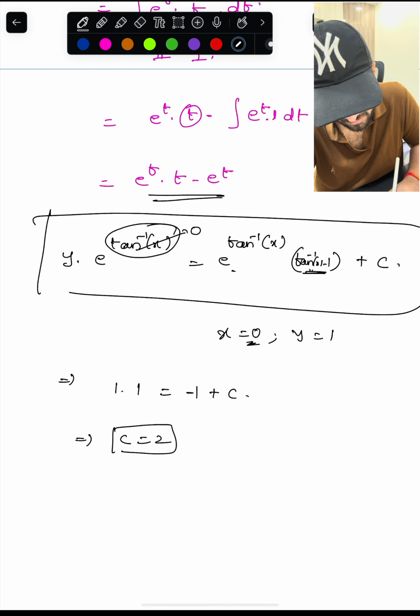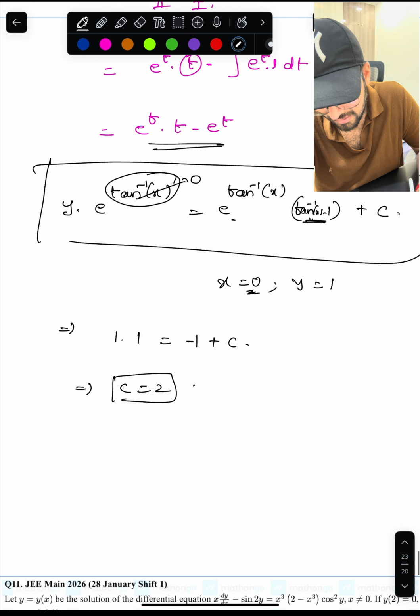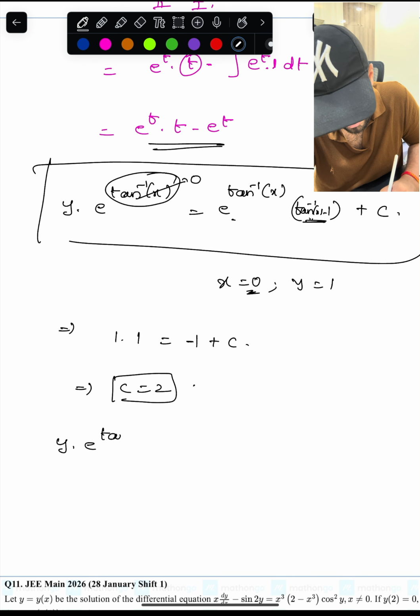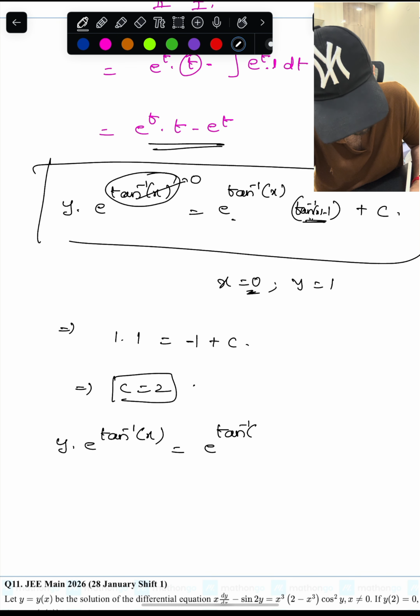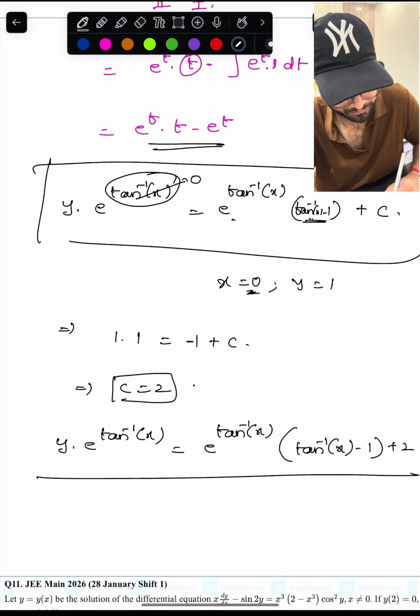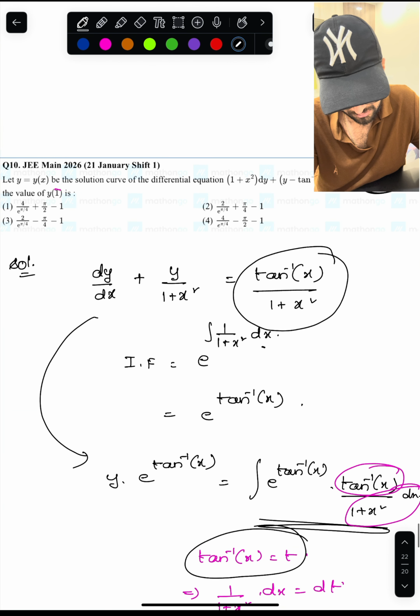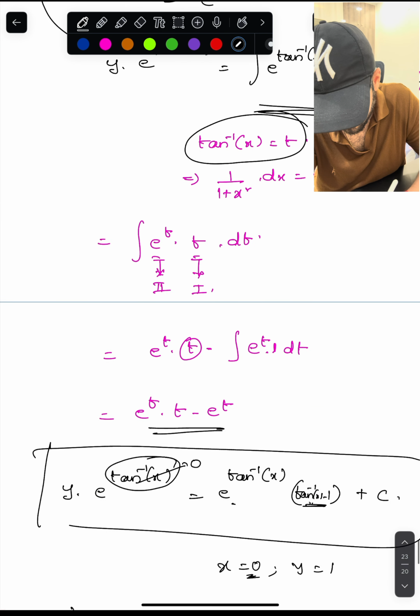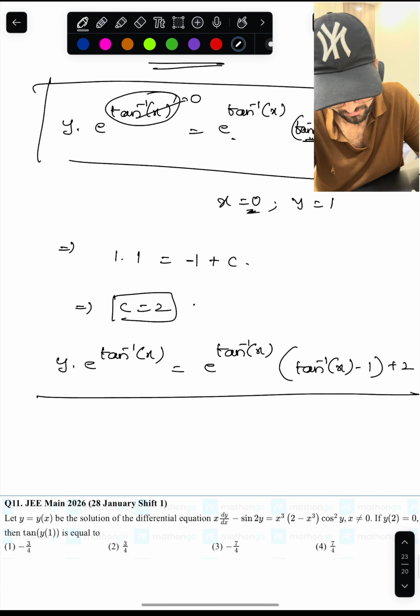So c must be 2. Right? So y into e power tan inverse x equals e power tan inverse x into (tan inverse x minus 1) plus 2. Done. Now we need to calculate y of 1.